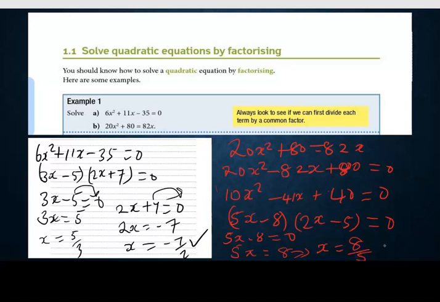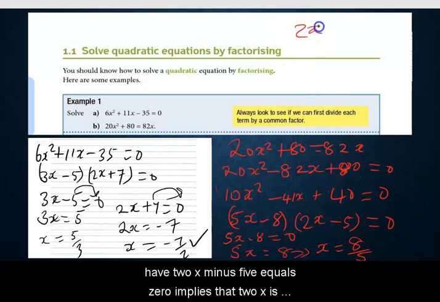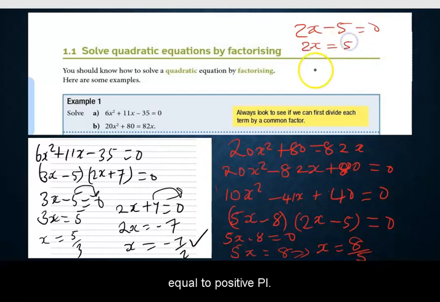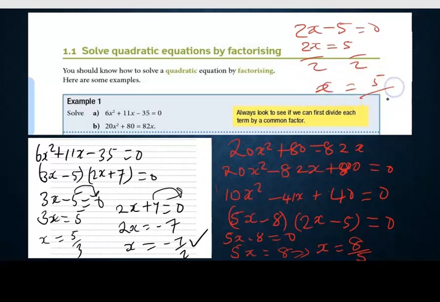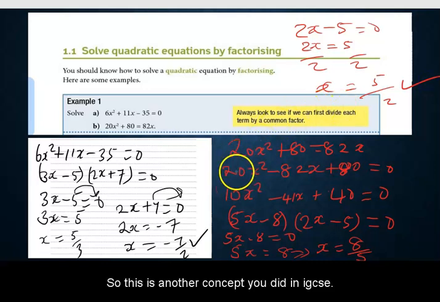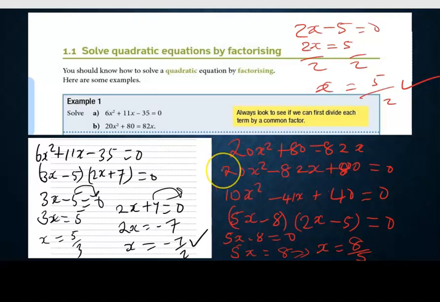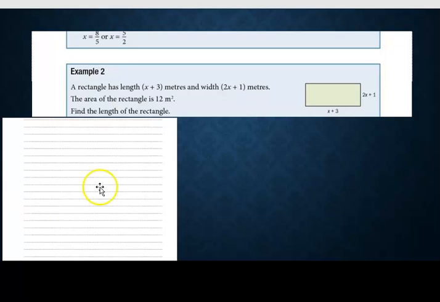Alright. Again, we can solve up here. We have 2x minus 5 equals 0. This implies that 2x is equal to positive 5. Divide both sides by 2 so that x is equal to 5 over 2. So this is another concept you did in IGCSE. Let's proceed to the next question.